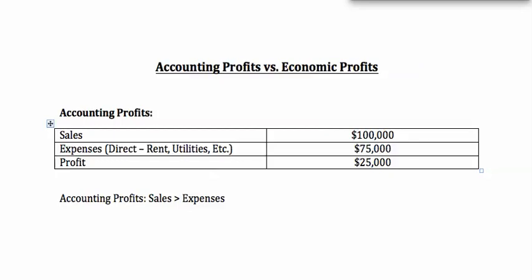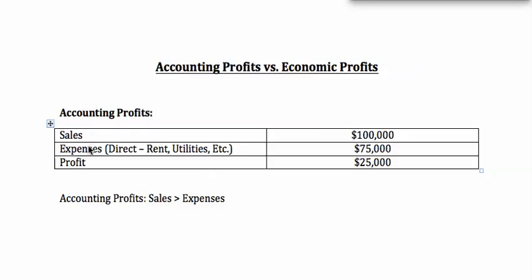Let's look at the difference between accounting profits and economic profits. The first table that you see in front of you deals specifically with accounting profits. Now, accounting profits is nothing more than taking sales, as in this case, $100,000. Sales would also be referred to as revenues.